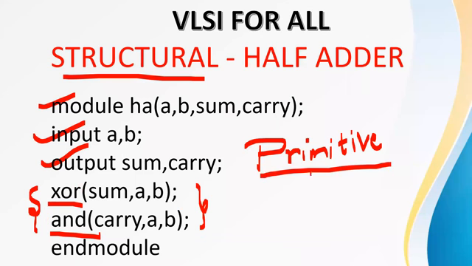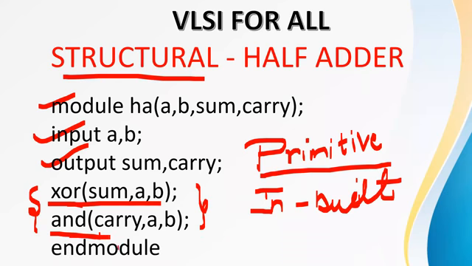Primitive means we have inbuilt gates, which are inbuilt. For example, here we are using an XOR gate and an AND gate.